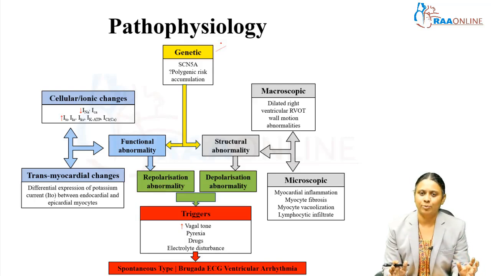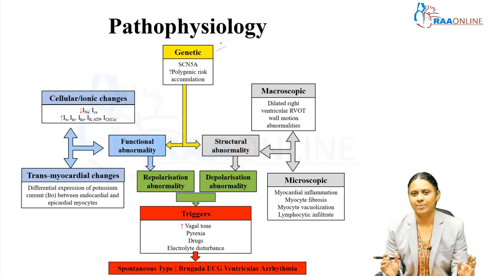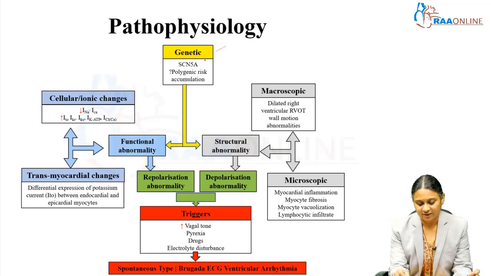One is a depolarization abnormality, one is a repolarization abnormality. Obviously, when there is a sodium channel loss of function, there is a depolarization abnormality. A repolarization abnormality is because of gain of function of the potassium channel, the Ito channel. So, there are two different hypotheses which can explain the ECG changes very well. This is the genetic abnormality.